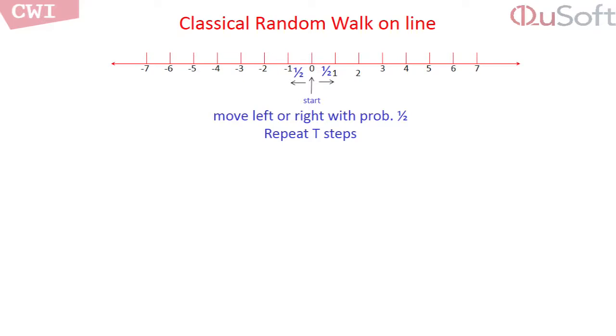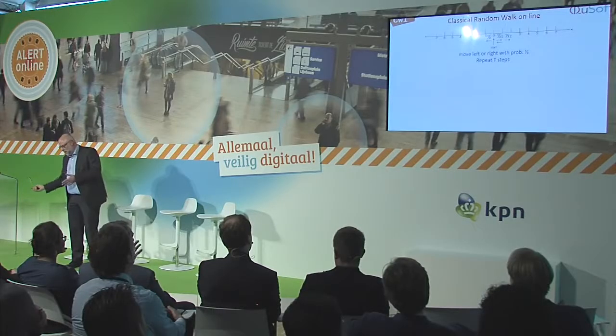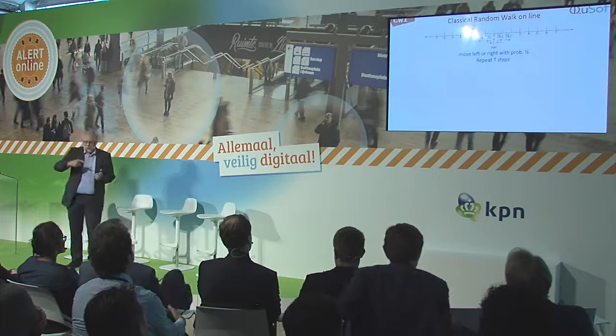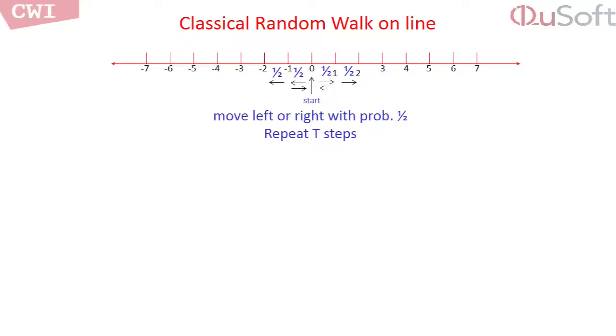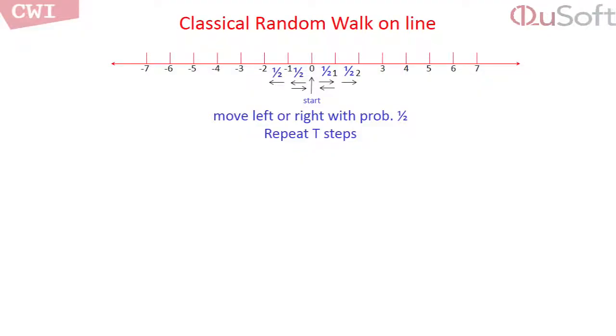And this you repeat. If you were in one, you go with probability half to two, or with probability half to zero. When you were in minus one, you go with probability half to minus two, or with probability half to zero, right? You see the picture. You flip your coin, and if it's one, you go to the right, and if it's zero, you go to the left. And you repeat this many times.